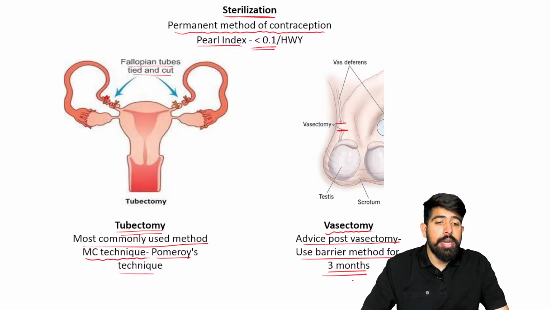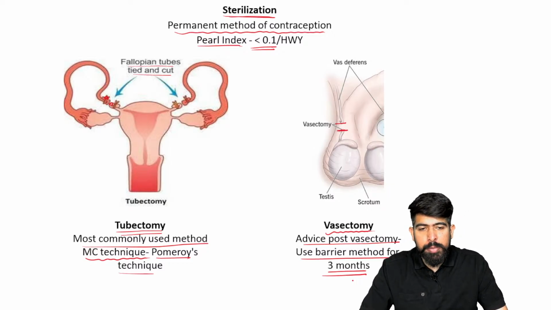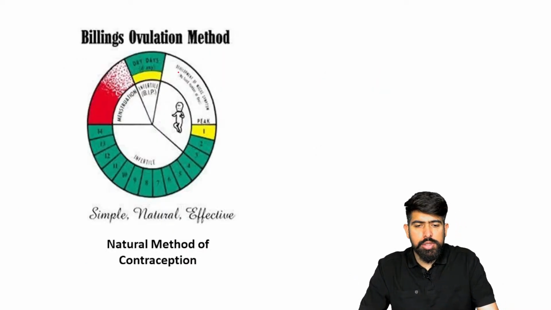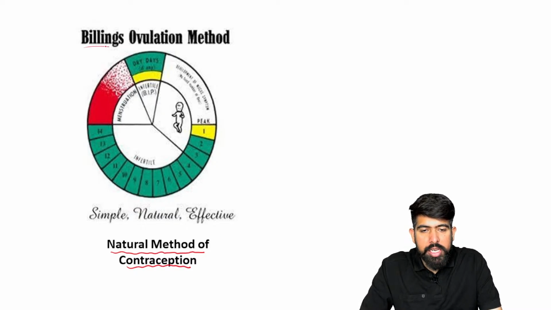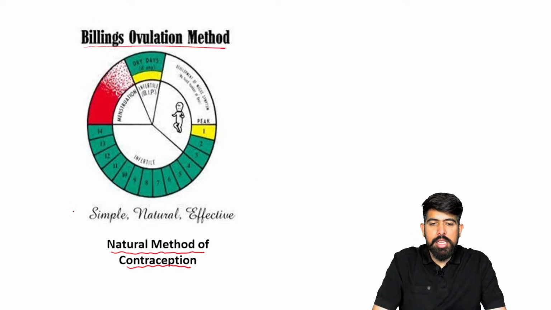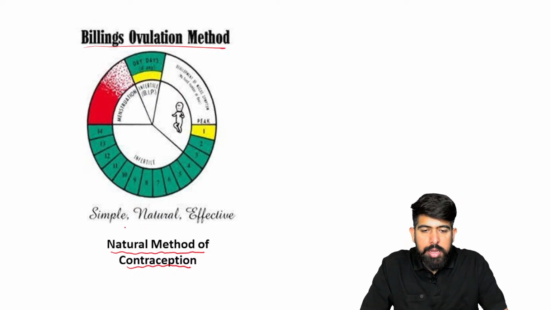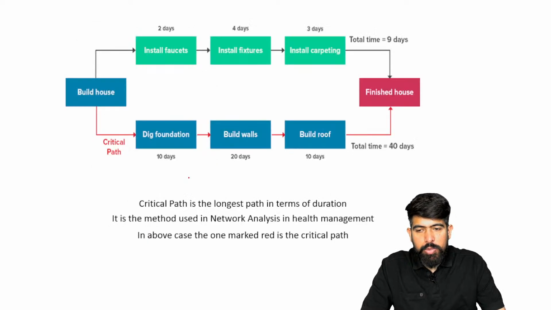So these are the two permanent methods of contraception: tubectomy and vasectomy. Also we have the natural methods of contraception. What are these natural methods? These are the Billings ovulation method. This is a very simple, natural, and also effective method.